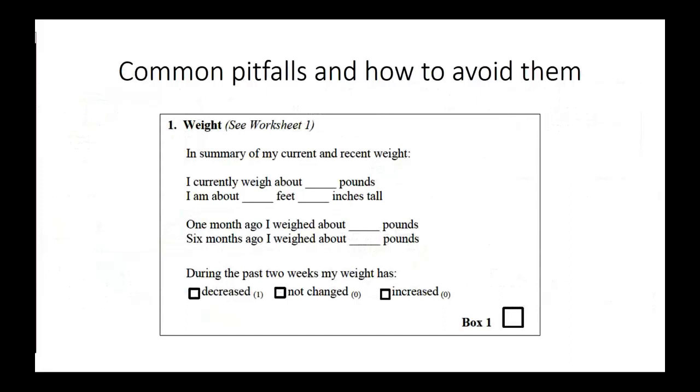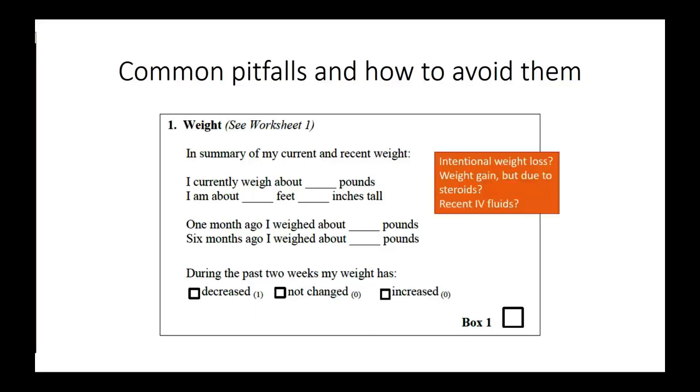Now let's talk about some common pitfalls and how to avoid them with this form. Let's say that the person tells you that they did have weight loss, but maybe it was intentional weight loss and they were part of a weight loss program. You may want to take that into account before scoring. Likewise, let's say there has been recent weight gain, but you note that the person reports to be on steroids or recent administration of IV fluids. You might want to use the 6-month weight loss in that case because it might be more applicable to get a better picture of malnutrition, considering that recent weight gain is likely not from food intake.